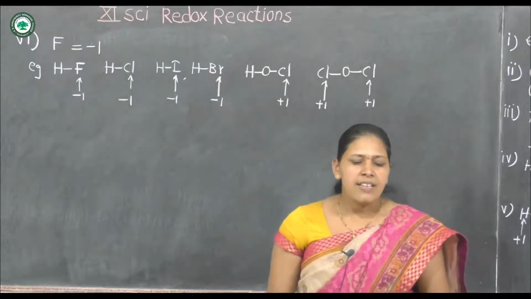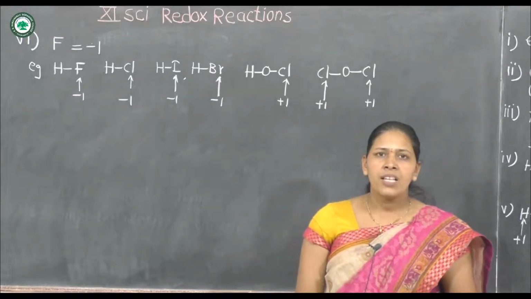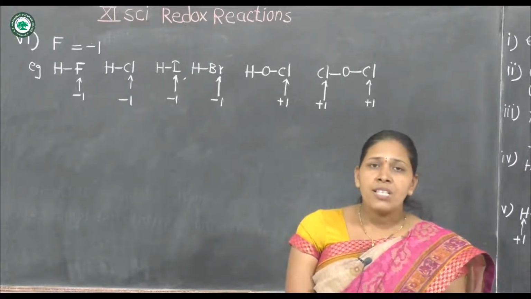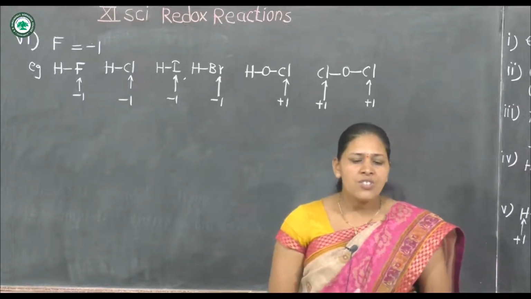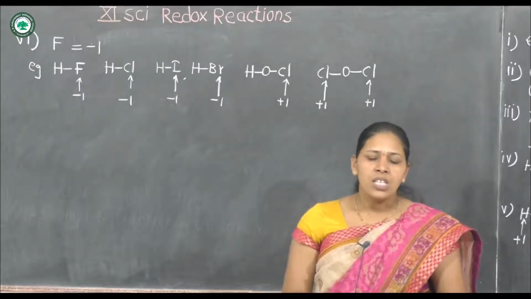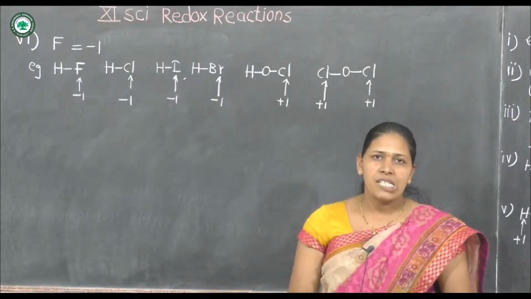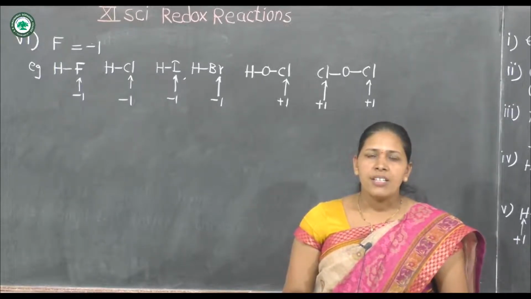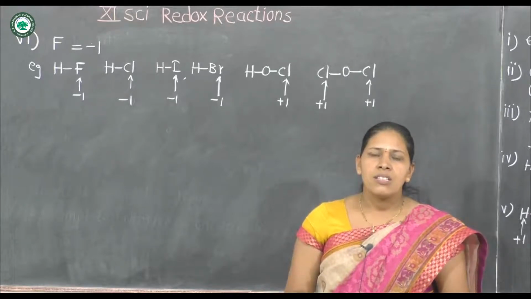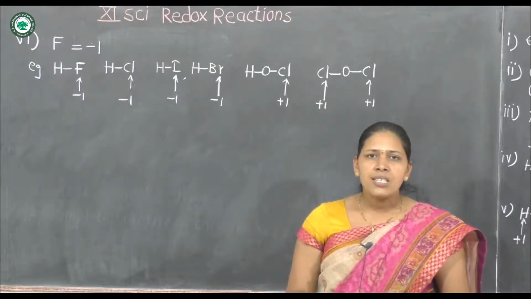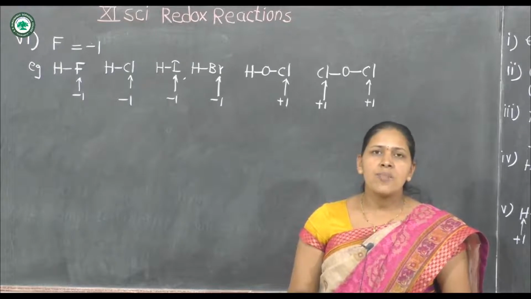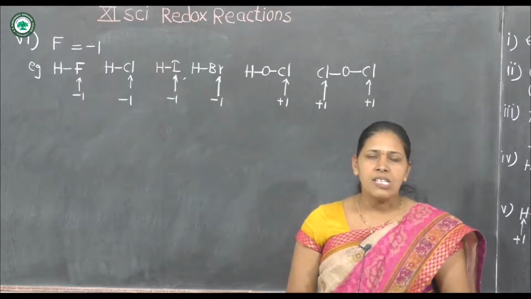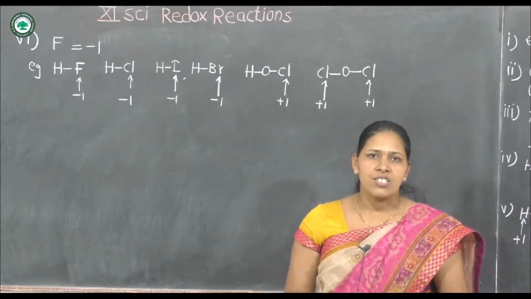Then the next rule is: the algebraic sum of oxidation states of all atoms in a neutral molecule is equal to 0. And the next rule is the 8th rule: the algebraic sum of oxidation numbers of all atoms in a polyatomic ion is equal to its charge.